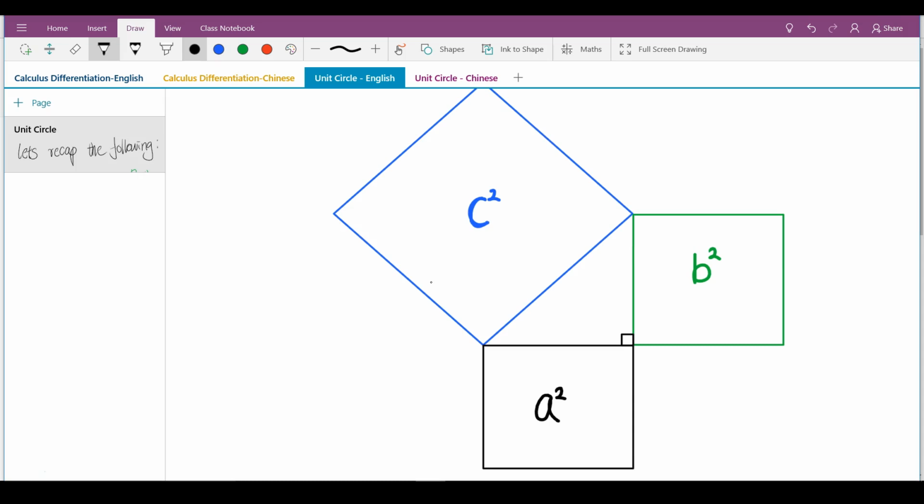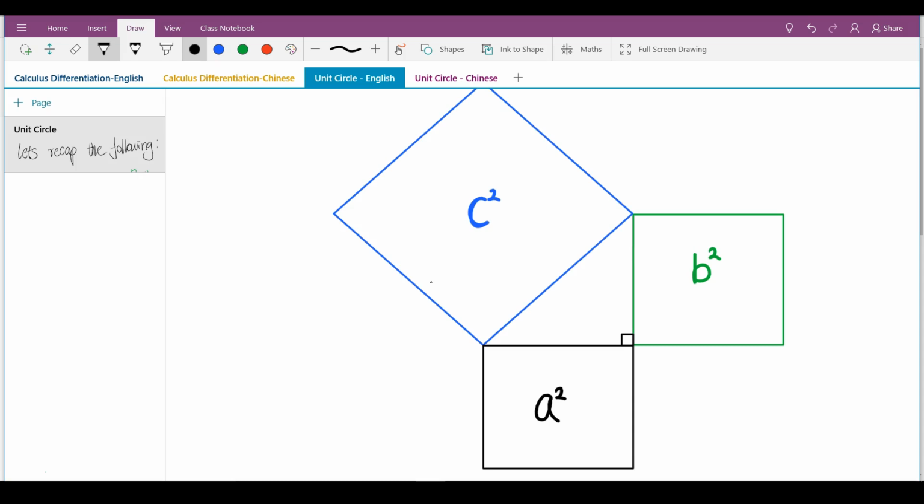So when we talk about A square or B square, we are literally creating a square, right? A square means A times A. And if that's what it means, we will create a square with a side length of A, right? So there we go. This is a square with a side length of A, which is A square. So the area of it is A square.